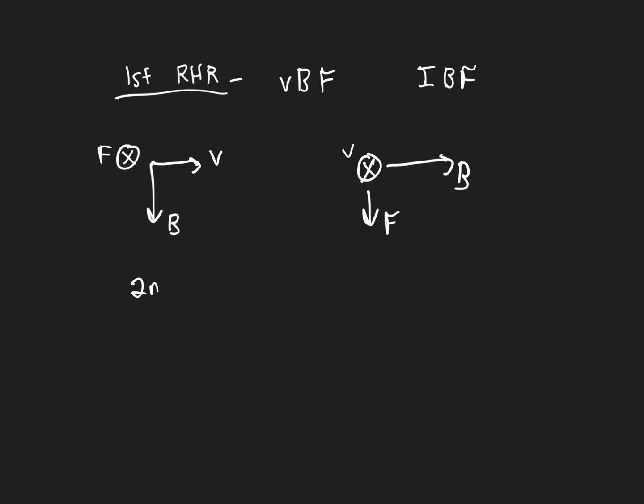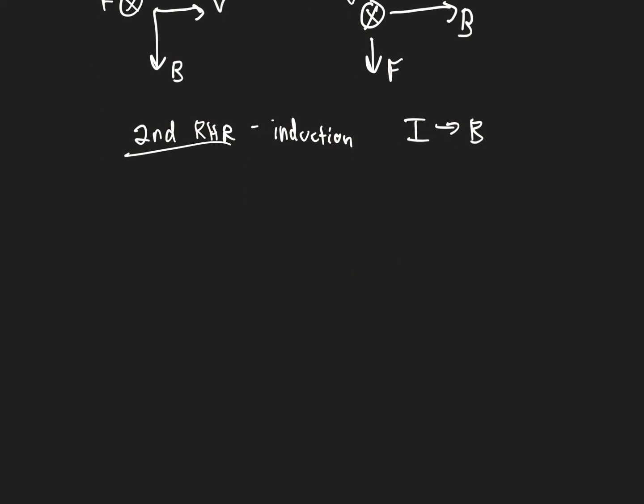Second right-hand rule. This is typically used in induction. So this is the big one for induction cases. You're given an I, and you want to know what direction B is going. So let's say I have a wire with a current that's going down. Again, I'm given I, a direction for I, and I want to know where B is going.